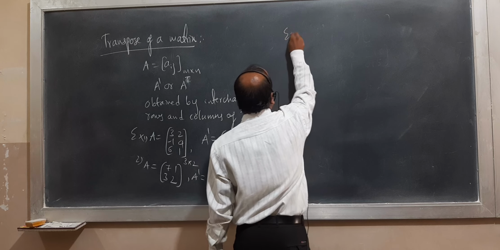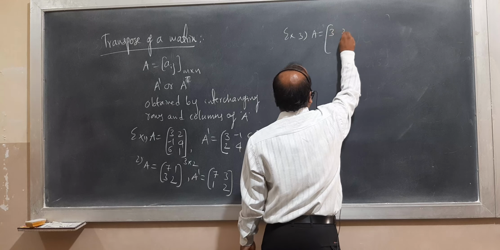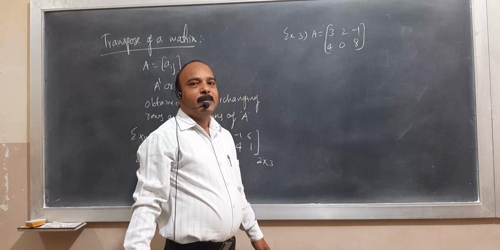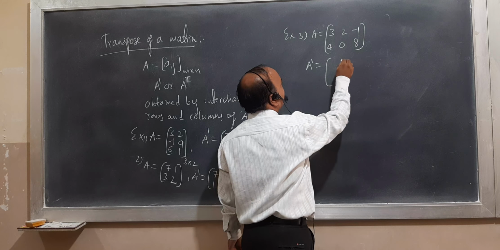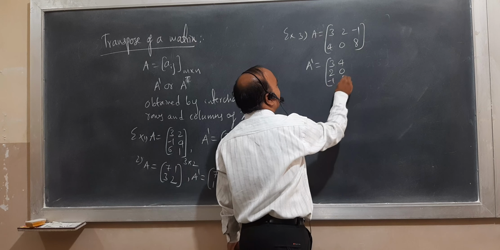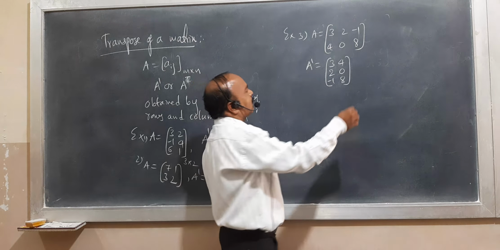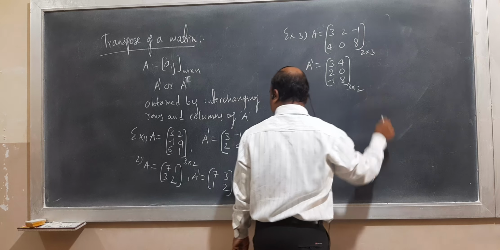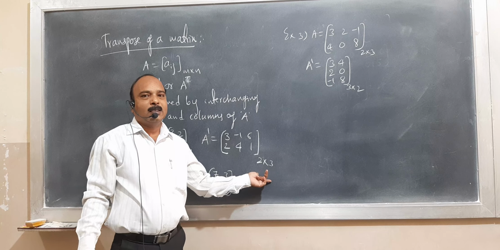Next we go for another example. A equal to [3, 2, -1; 4, 0, 8]. If it is a given matrix, then how to find its transpose? A dash equal to [3, 4; 2, 0; -1, 8]. So if the given order is 2 by 3, it becomes 3 by 2. Here, if it is already given as 3 by 2, it changes to 2 by 3.